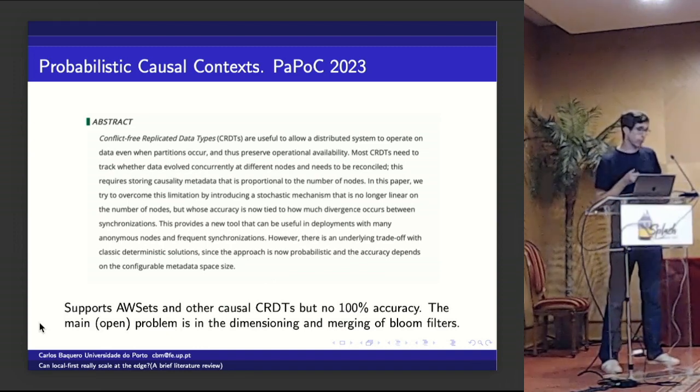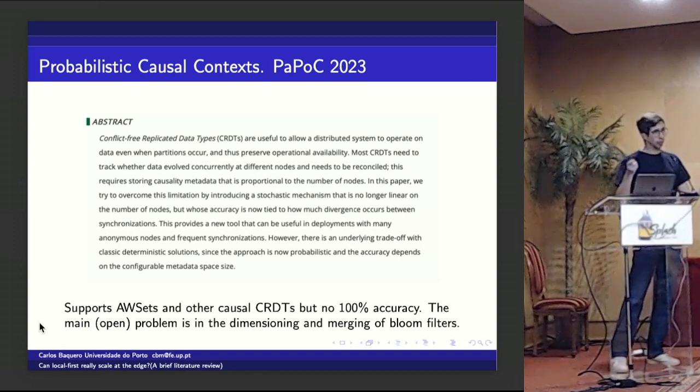Unfortunately, you no longer can have 100% accuracy. There is a trade-off. I don't think that the solution is perfect. There's a problem about merging Bloom filters if you have an open system where you don't know how many actors you have. So there are still research problems over here, but this might be a direction.